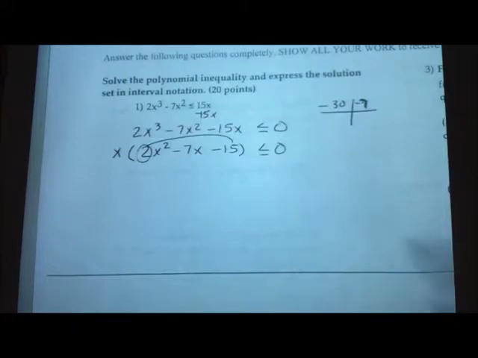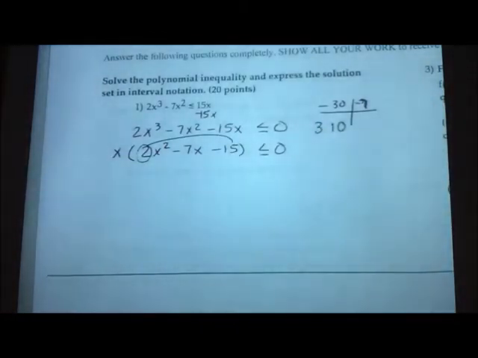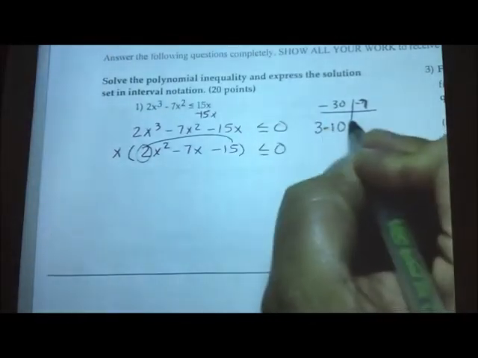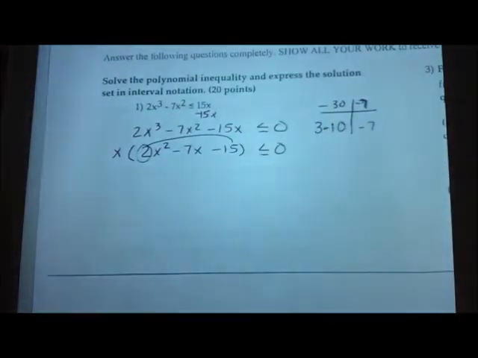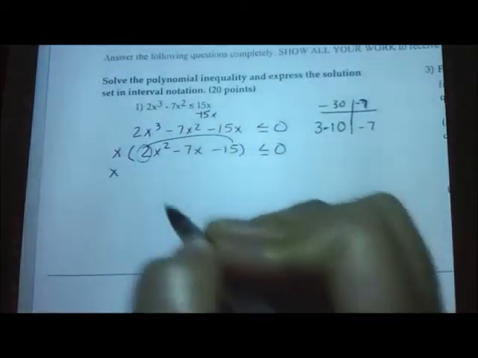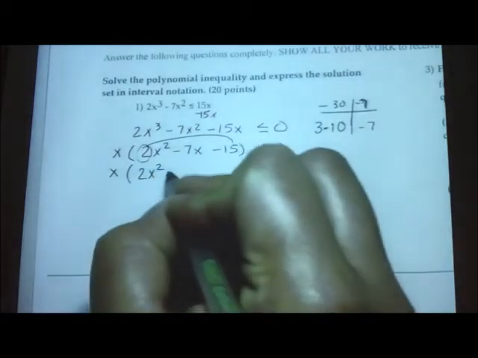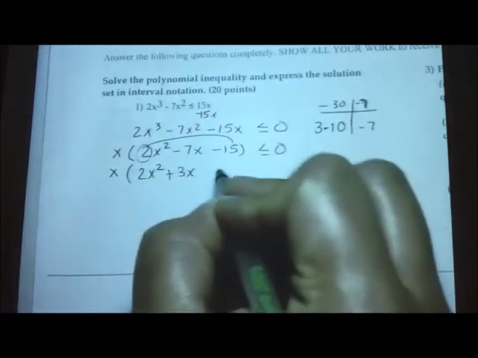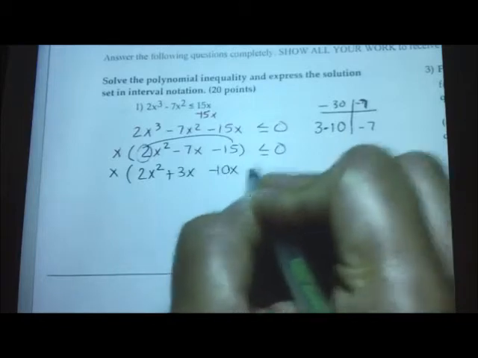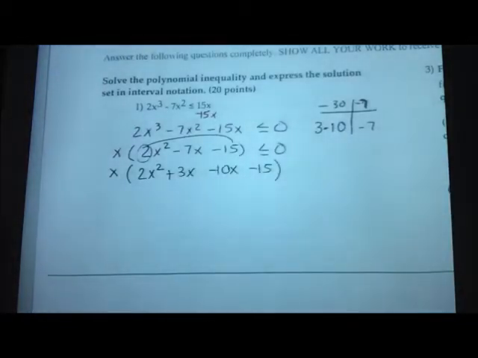3 and 10, right? Now, who has to be the negative one? Negative 10, because that's the only way I end up with a negative 7. So then this becomes x, and then how do I do this? 2x squared plus 3x minus 10x minus 15. So this was factoring, right? And now we have to do the grouping part.